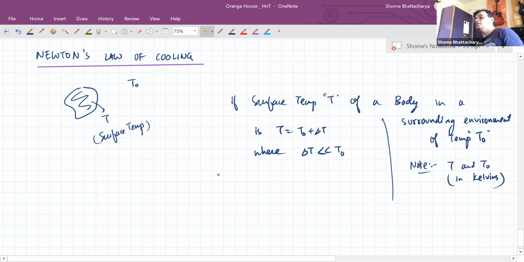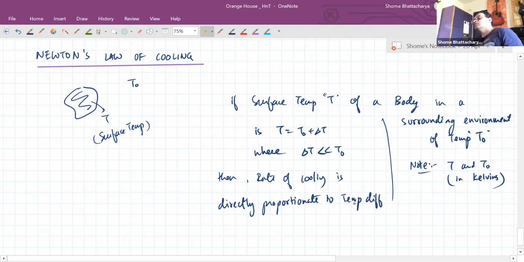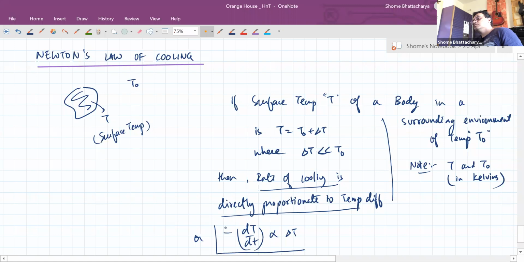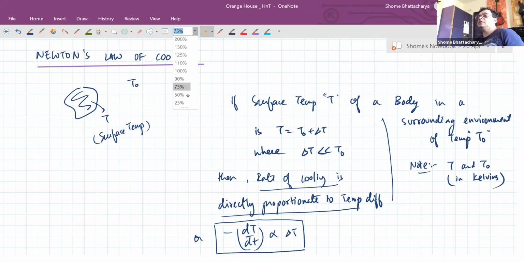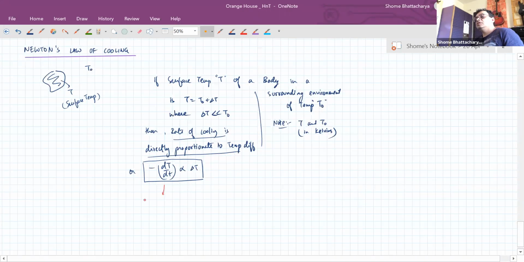So if this condition is satisfied, then the rate of cooling is directly proportional to the temperature difference. So this is the statement that rate of cooling is directly proportional to temperature difference. This we can state in this way, that the rate at which the temperature of the body is coming down should be directly proportional to delta T. So this is the way of expressing it mathematically. This is the rate of cooling. This is the temperature difference with respect to the surrounding.